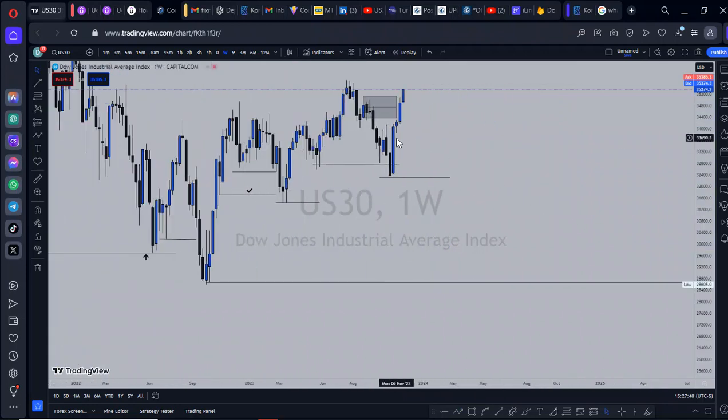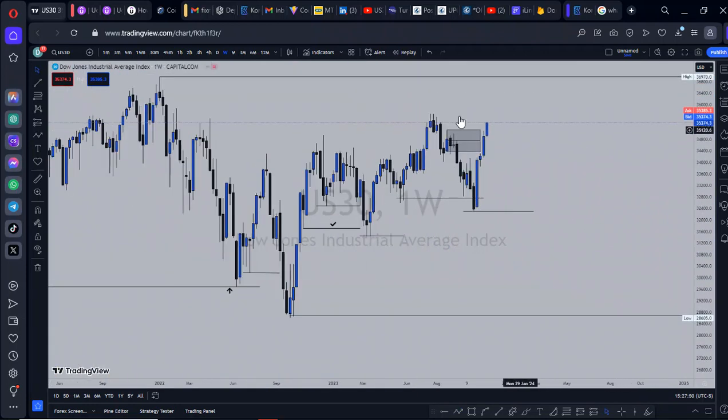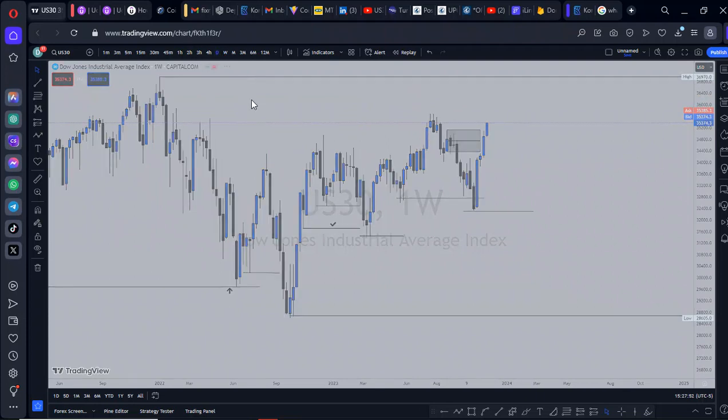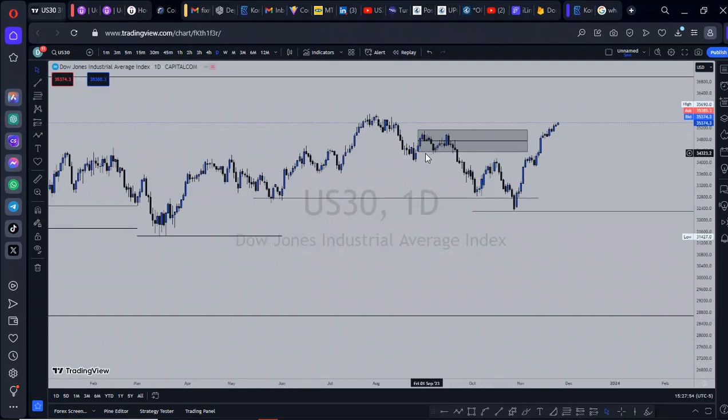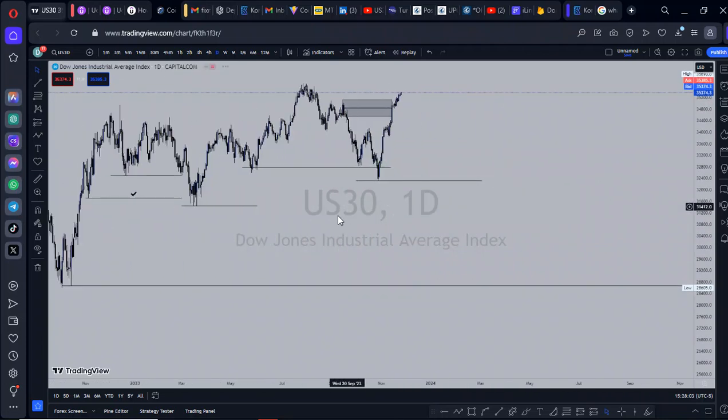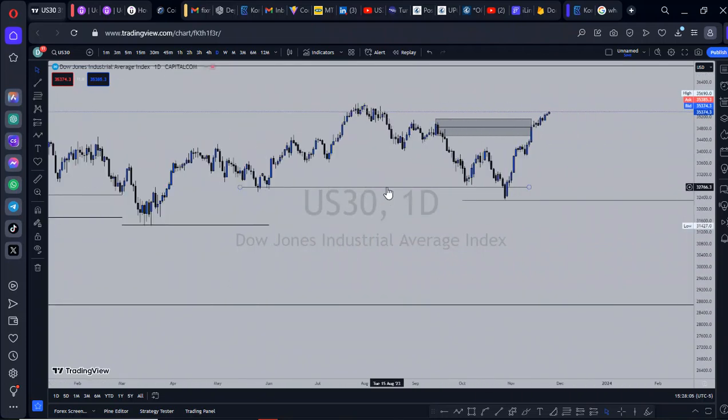So the supply was violated, right? So we keep on running down to the lower time frame. We go to the daily time frame, and based on this is US30. My main focus is on the New York session. So the area of support right here that was hunted, right?